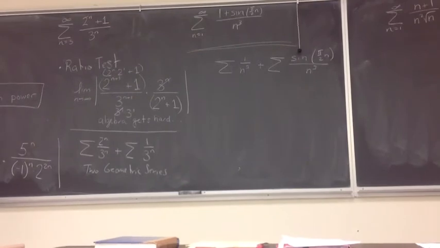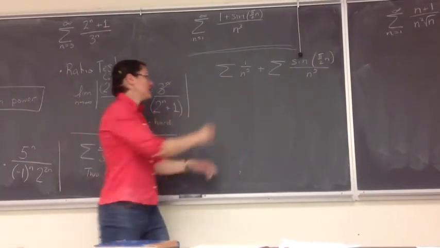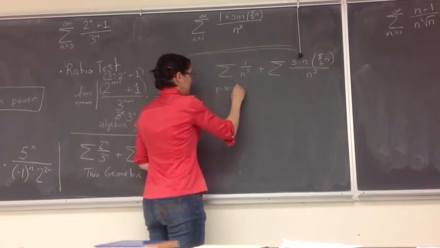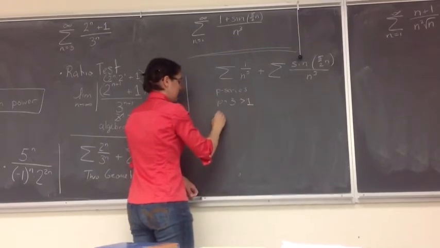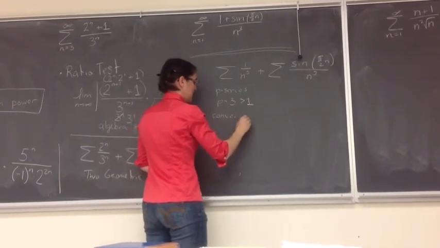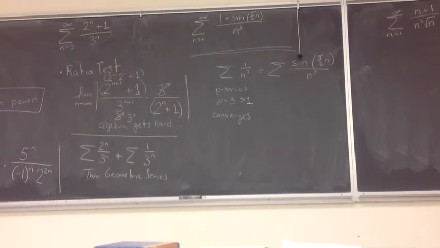All right, so this first series, what do we know about this one? P series? Yeah, this is a P series. P is equal to 3, which is greater than 1, so this series converges. Now the question becomes this next one over here.